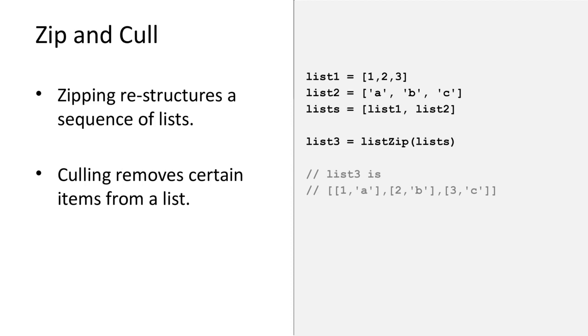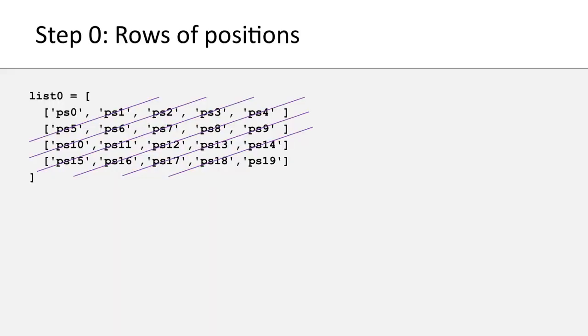Now let's get back to our diagonals. Here is an example dataset. We have a 5x4 grid of position. We have drawn some diagonal lines. These indicate the positions that we would like to connect.